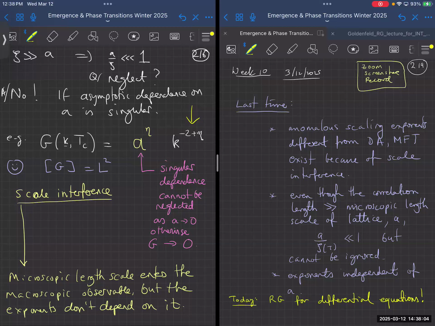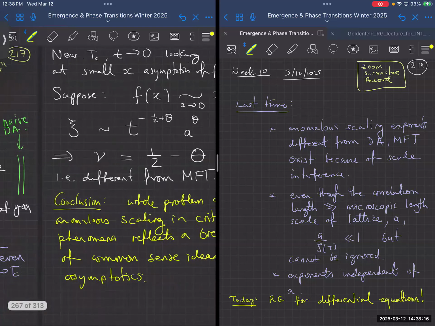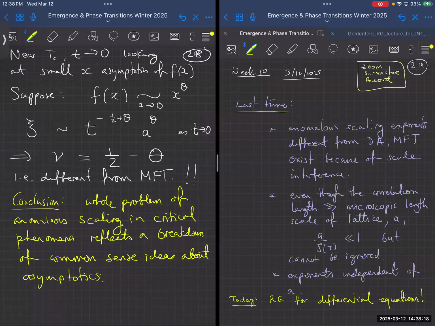So it restores dimensional analysis, but eta now can be any exponent you like, and then you can calculate that, and it turns out not to depend on the lattice scale. And so that's what we learned last time, and that is the punchline of this course.